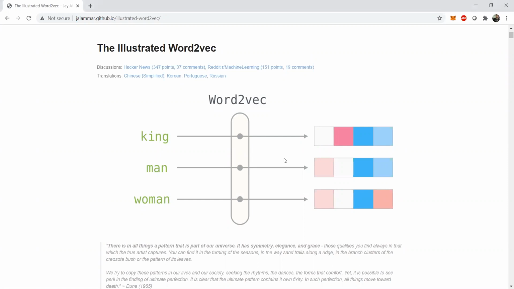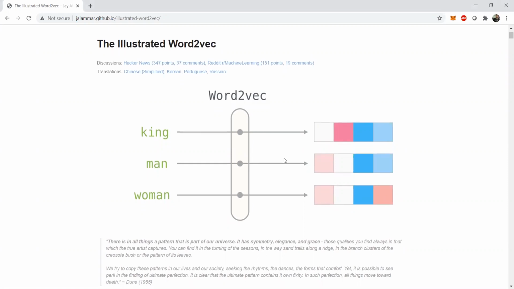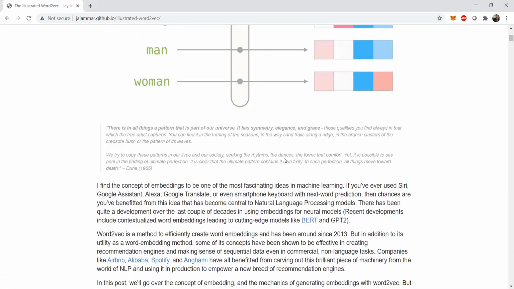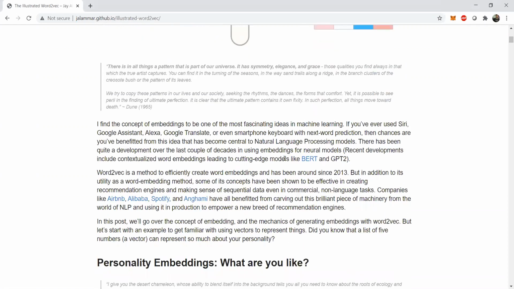So in this post, we're going to cover the concept of word2vec, how it was created, and what the different aspects of it are. In general, embeddings are a very fascinating idea because all the language models that we see today rely on embeddings. Embeddings naturally give meaning to words, and there have been several advancements in this context, leading to recent developments like BERT, GPT-2, and transformer-based models.